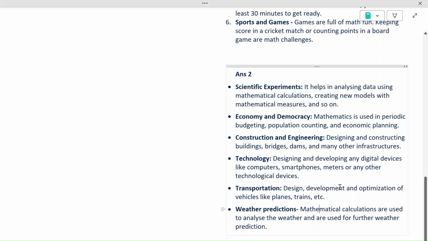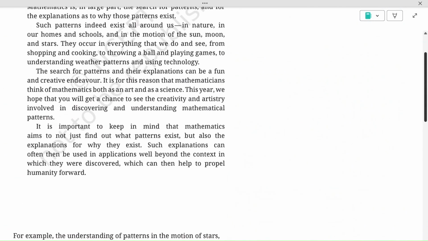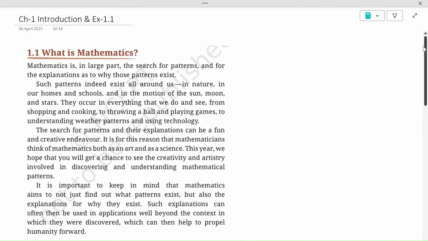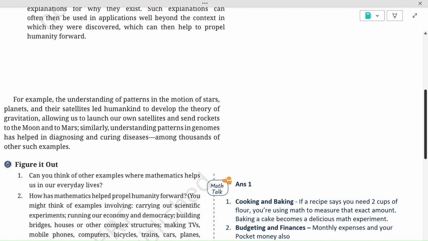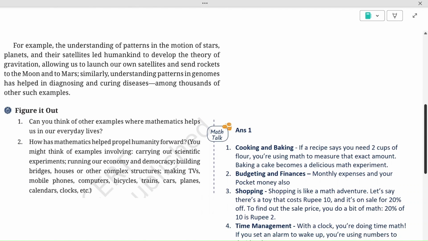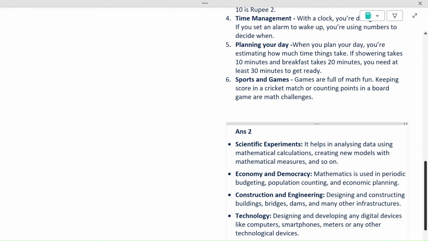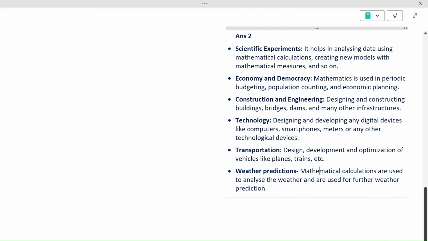So students, today we have covered how mathematics is being used in our day-to-day life, and it is helping in propelling humanity forward. All these things we have read.